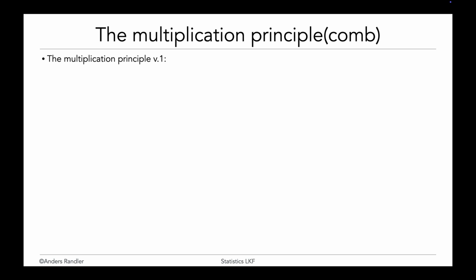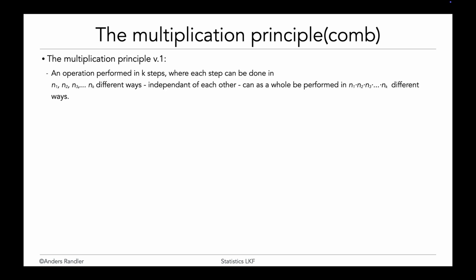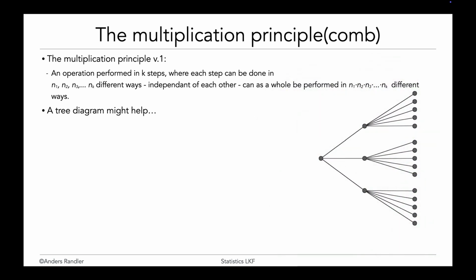So the multiplication principle, version 1: an operation performed in k steps where each step can be done in n1, n2, etc. up to nk different ways, independent, that's really important, independent of each other, can as a whole be performed in n1 times n2, etc. different ways. And yeah, you probably remember this from secondary school. So okay, first if you're supposed to choose something, first you choose it in 3 ways and then you choose in 5 ways. So the number of choices will then of course be 3 times 5.